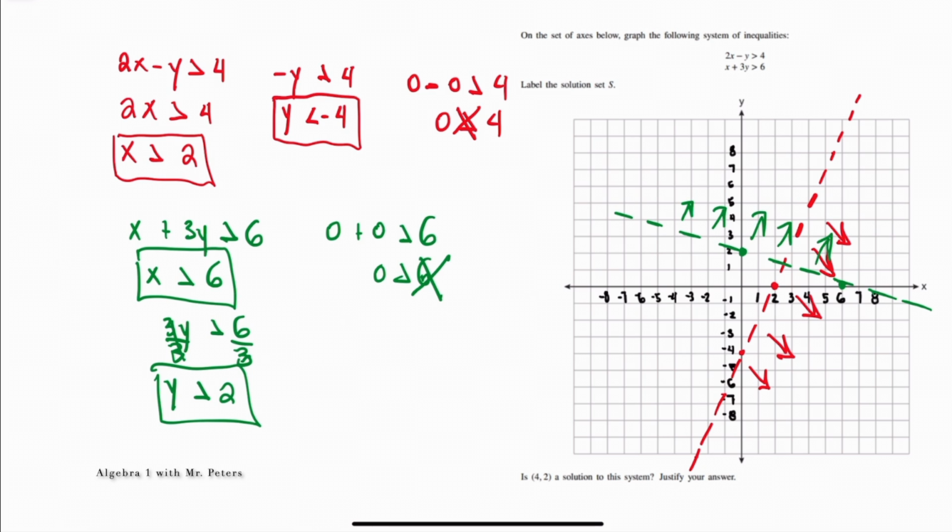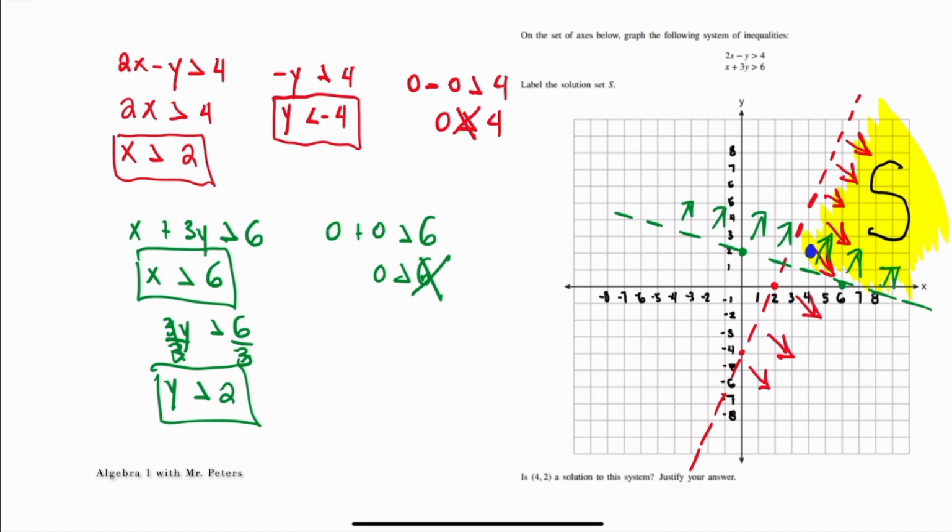And if you look, we could see where the arrows meet. And they meet right here. This is where both the red and the green arrows meet. And this would basically be the solution. Now, what they ask us for is if the point 4, 2, is this a solution to the system? And that point, let's use the color blue, is going to be right here.